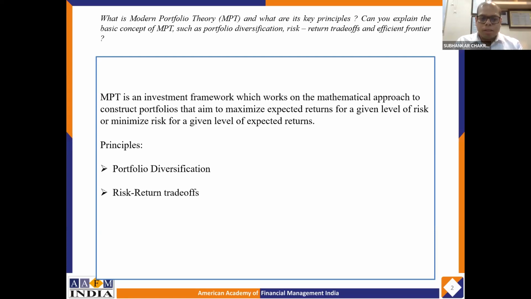Okay. The second one is risk return trade-offs. How much risk you need to take to get what kind of return. Some investment portfolios will have a very high risk, but that clearly means they are looking for a very high return. Some portfolios will have a very low risk, and that will clearly mean they will be looking for a moderate to low return. So this trade-off is another principle of MPT, modern portfolio theory.